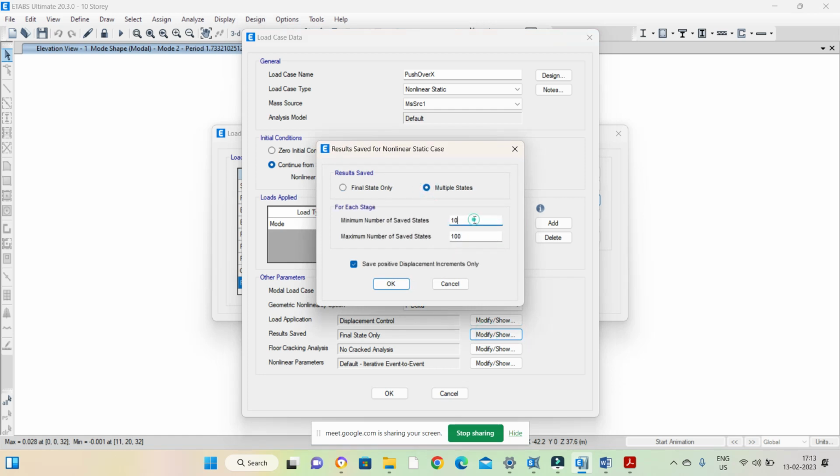multiple states. It means when you are running the analysis, how many steps you want to consider, whether you want to consider the 5 steps or 10 steps or 100 steps or 1000 steps. So this you can decide here. So I want to consider minimum 100 and maximum 1000. Okay, so software will understand in between this many steps it can take anything.